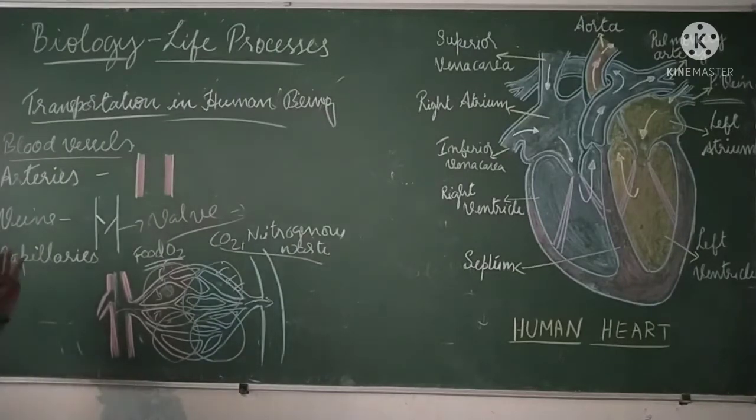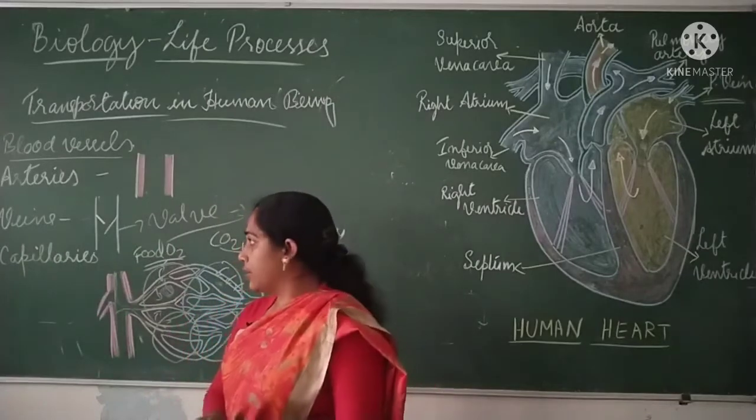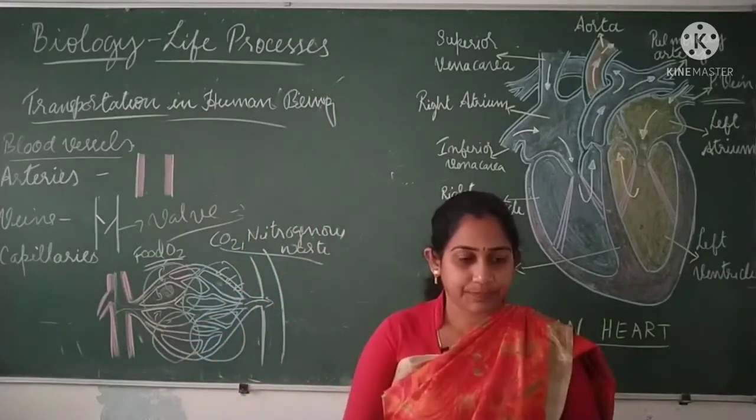So in the exam you will get this question also for 3 marks: to mention the 3 kinds of blood vessels, to write the difference between them, and also to mention one function of each blood vessel.